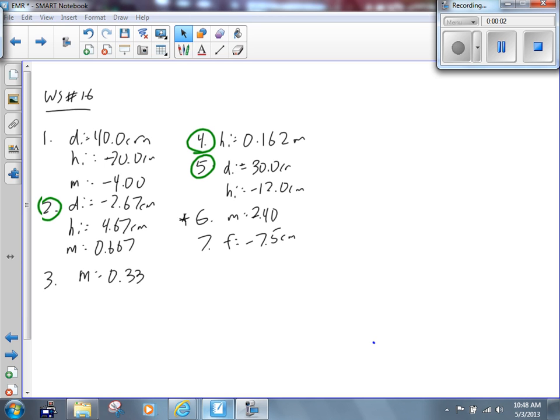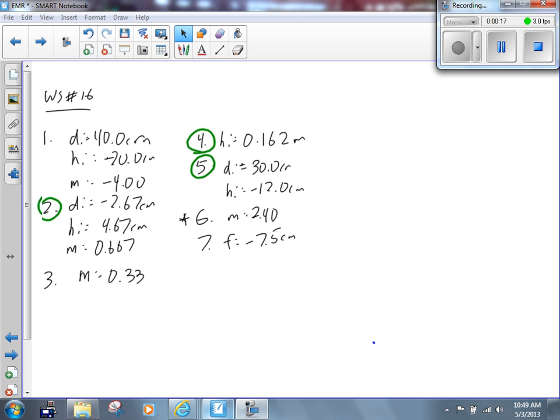We had worksheet number 16 for homework last night. We have the answers up on the board here, and some people have asked me to go over questions 2, 4, and 5 on worksheet number 16. So we'll do that right now.